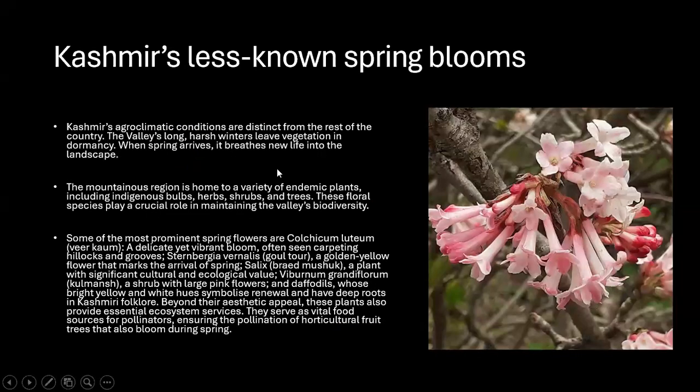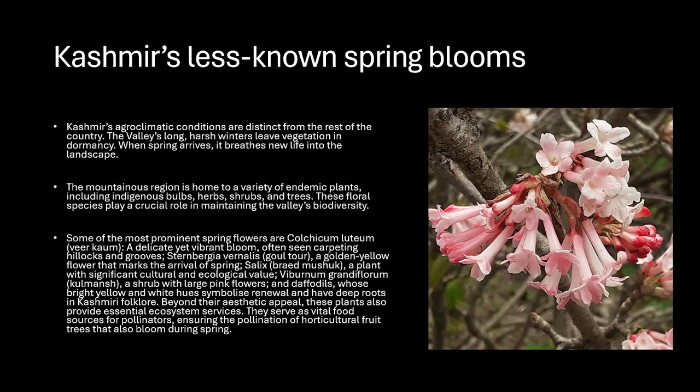Now, the next important article that we have is Kashmir's lesser known spring blossoms. So there are some spring blossoms which are not known much to people. Kashmir's spring flowers include endemic species that play a key role in biodiversity and cultural heritage. Climate change and human activities are disrupting their natural blooming cycle as well. So here we have Veer Kom. Okay, this is the name of this particular flower. A vibrant yellow flower blooming early in the spring in meadows, traditionally valued for medicinal properties, is now threatened by habitat loss. So you can see that there is a lot of habitat loss happening.